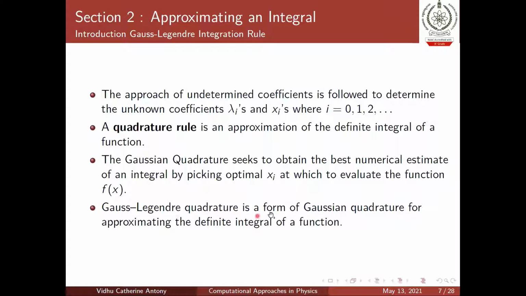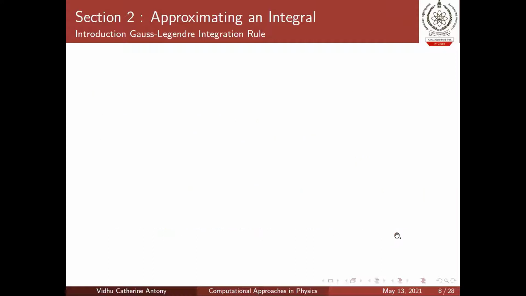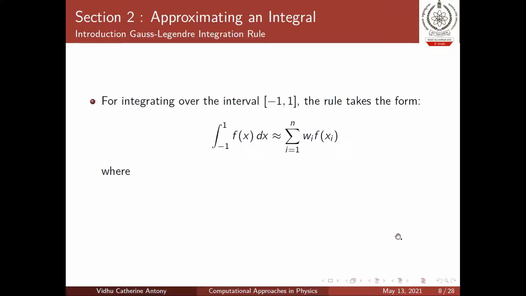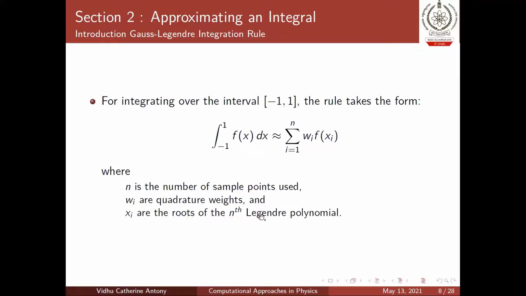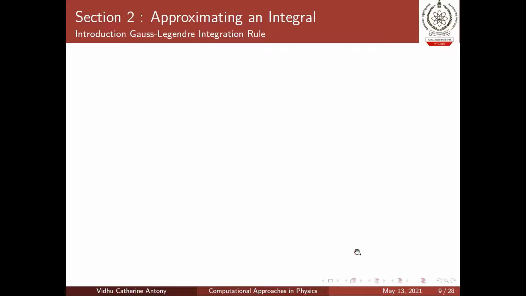Now, like I said, the Gauss-Legendre method is a form of Gaussian quadrature for approximating the definite integral of a function. Remember, definite integrals. We are integrating from -1 to 1. For integrating over the interval from -1 to 1, the rule takes this form: integral from -1 to 1 of f of x dx is approximately the sum from i equals 1 to n of wi f of xi. You have certain weights, sample points, and the function at that sample point. So n is the number of sample points, wi are the quadrature weights, and xi are the roots of the nth Legendre polynomial.